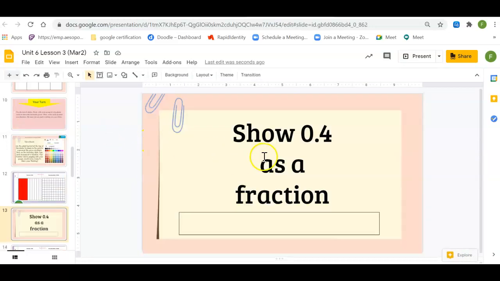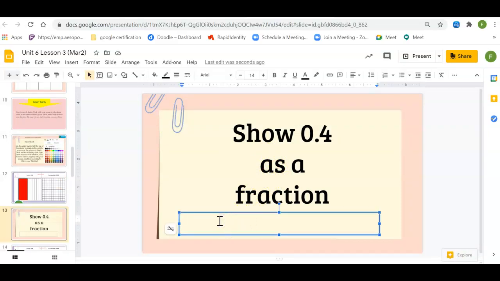And let's go to our next slide. So now here you're going to show 4/10 as a fraction, remember. We've been studying fractions, so we'll go ahead and do that. You're just going to type it into the text box down at the bottom. So I'm going to represent 4/10 as a fraction, and there I go. I've got 4/10 represented as a fraction.